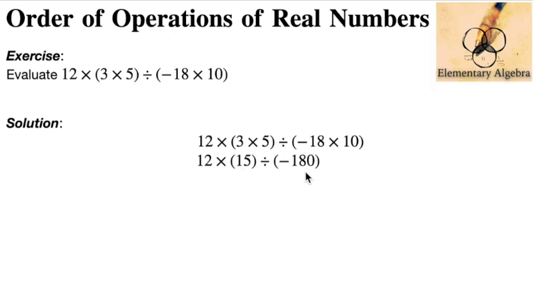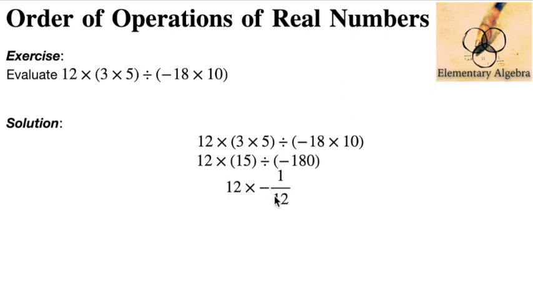15 divided by negative 180. That's gonna give us negative 1 over 12. I just didn't put out the decimal form because it's not that friendly to look at. So I retained the fraction form. So it's gonna give us negative 1 over 12. If you're going to simplify 15 over 180, divide the numerator and denominator by 15, and the result is 1 over 12.